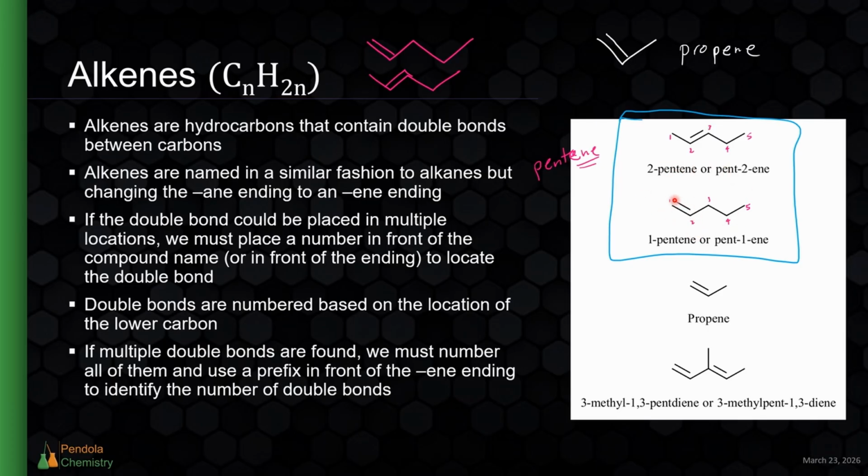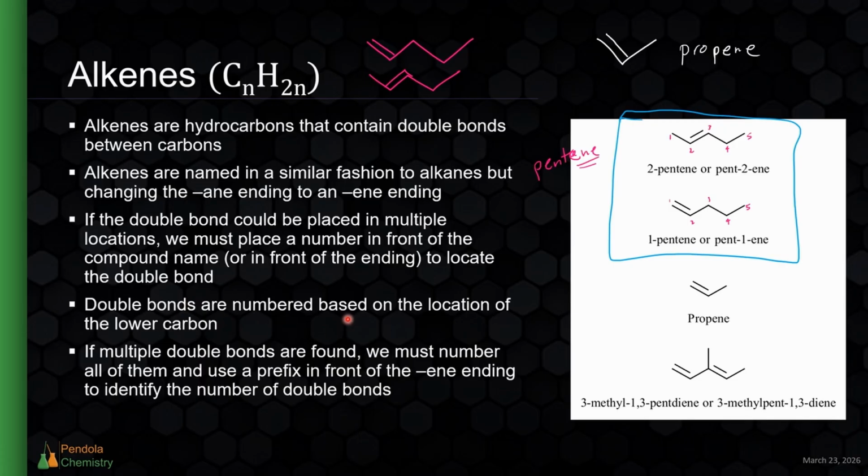This one, where the double bond starts in carbon 1, will be 1-pentene or pent-1-ene. Again, both of these are fine names. You can use either or. Unlike propene, where there's only one place to put the double bond, with pentene there are two different locations to put the double bond. So we have to specify whether it's 2-pentene, meaning the double bond starts at carbon 2, or 1-pentene, meaning the double bond starts at carbon 1.